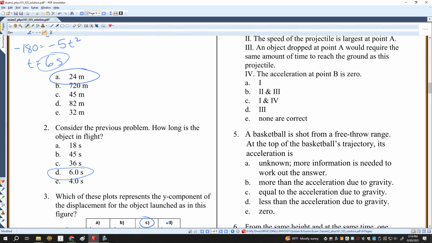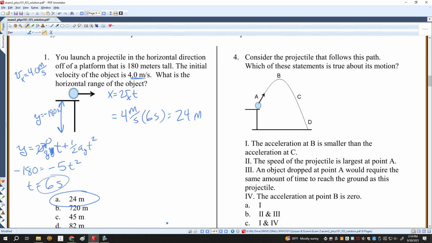All right. Number 4. The projectile follows this path. Which of these statements is true about its motion? The acceleration at B is smaller than the acceleration at C. That's not correct. At both places, they have an acceleration in the y direction equal to negative 10 meters per second squared. The speed of the projectile is largest at point A. That would be true if it stopped right here, but it continues going down, gaining speed in the y direction. So really, the largest is at point D.